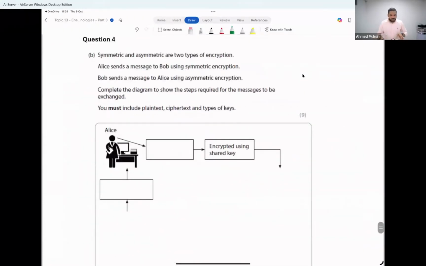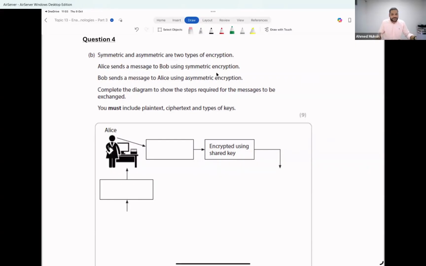Symmetric and asymmetric are two types of encryption. Alice sends a message to Bob using symmetric encryption. Bob sends a message to Alice using asymmetric. Complete the diagram to show the steps required for the messages to be exchanged. You must include plain text, ciphertext, and types of keys. You all know what is cipher and plain, right? The message that hasn't been encrypted yet, we call it plain text. Once it's encrypted, we call it cipher or ciphertext. Right. So what do you all know?